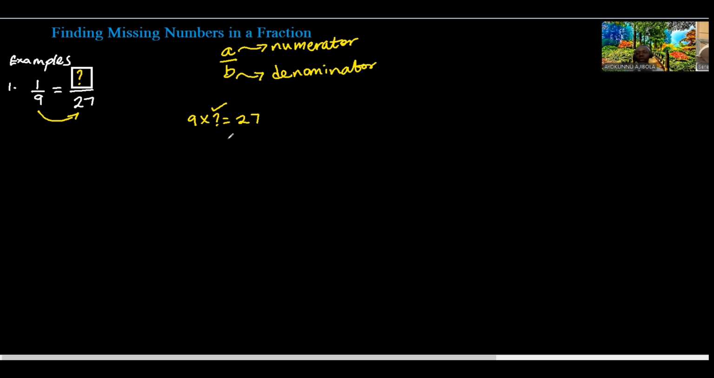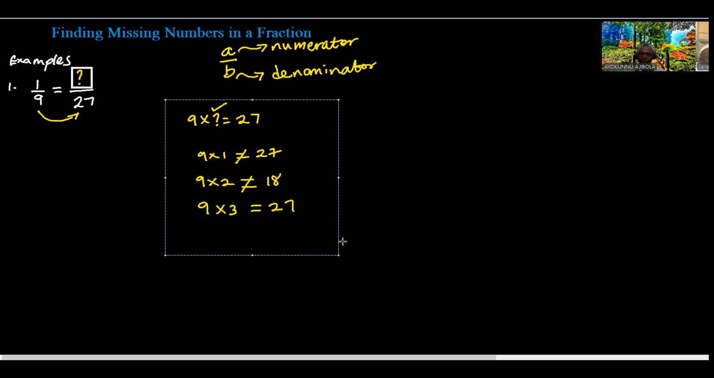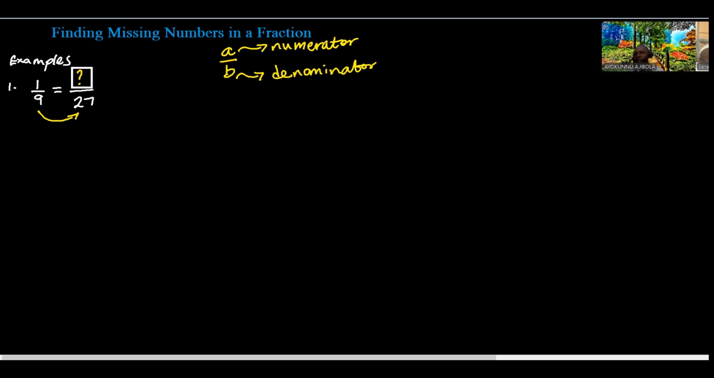Yes. So if we say 9 times 1, will it be 27? No. If we say 9 times 2, will it be 27? No, because that's 18. But if we say 9 times 3, it's going to be 27. Okay. So the number here is 3. Is that clear? Yeah.